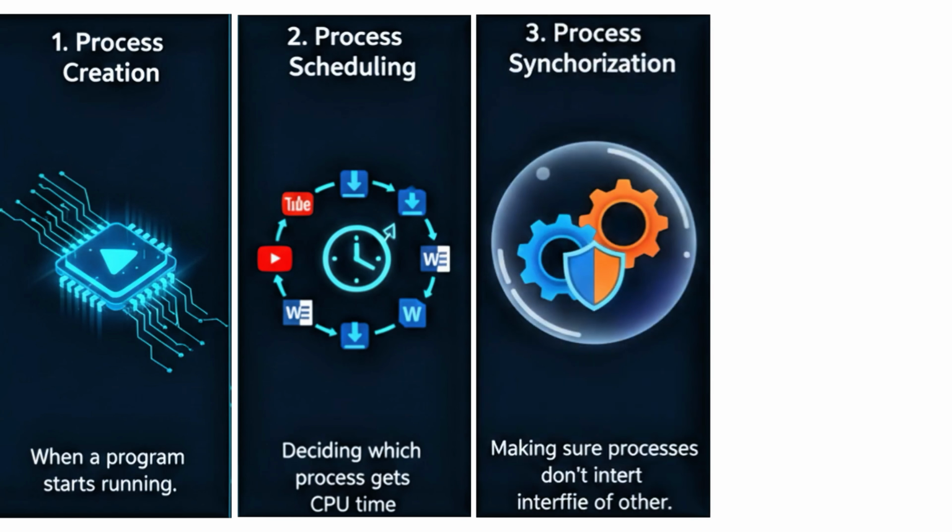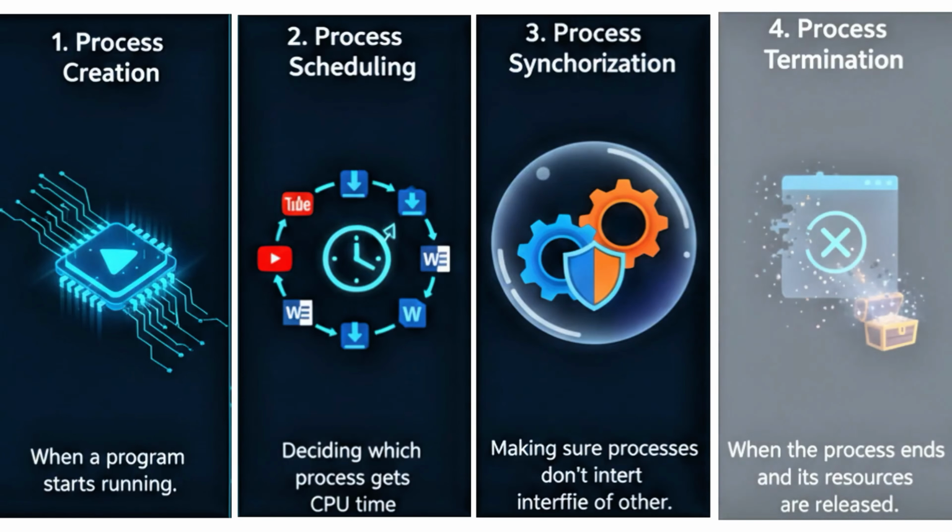The third is process synchronization. This ensures that multiple processes work together without interfering with each other. It prevents conflict when two or more processes try to access the same resources at the same time. For example, when two apps try to save data to the same file, synchronization ensures they don't overwrite each other.